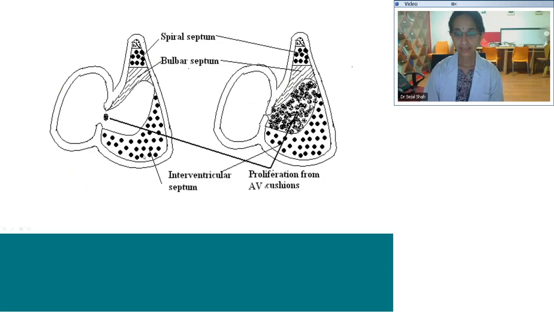If we see in a sagittal section again, this is the spiral septum and this is the bulbar septum. The spiral and the bulbar septum fuse with each other, and then the bulbar septum fuses with the rest of the interventricular septum, which includes the membranous and the muscular septum. And here we can see this is a part which is produced because of proliferation of the AV cushions, and the bulbar septum finally fuses with the rest of the muscular septum.